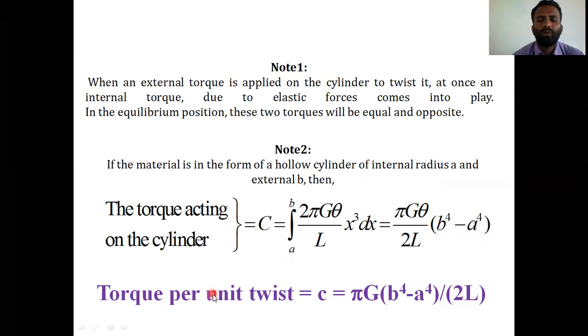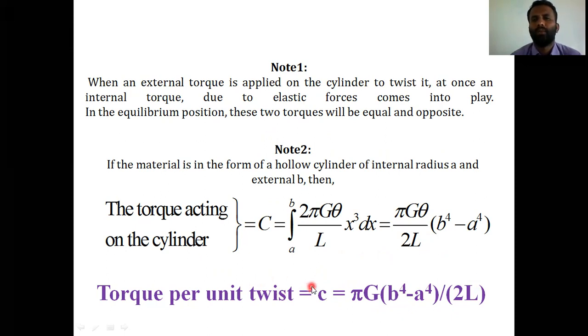Finally, the torque per unit twist C equals pi G times (b to the power 4 minus a to the power 4) divided by 2L. The torque per unit twist C equals pi G (b to the power 4 minus a to the power 4) divided by 2L.